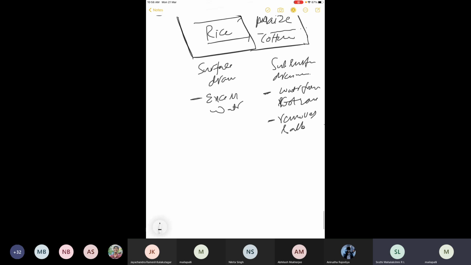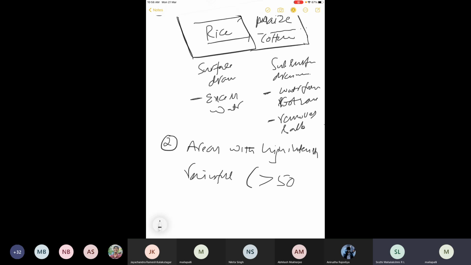So the second case, you would see the areas with high intensity rainfall, that is greater than 50 mm per day. This causes surface ponding, even when a subsurface drainage system has been installed, because a lot of water is arriving in a short period of time. So this pattern is often combined with others to drain small irregular areas.